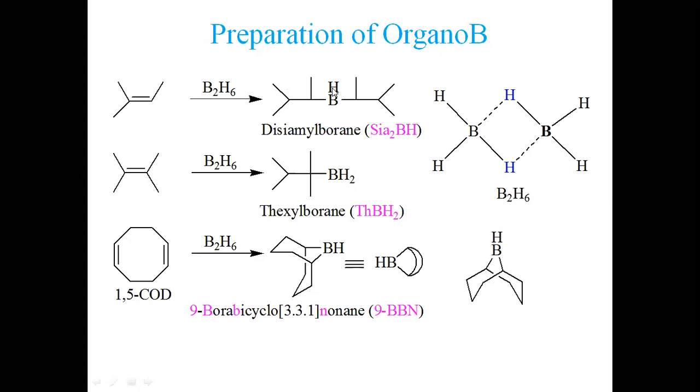Boron is bonded with one hydrogen, right? It is abbreviated as Sia2BH. Two stands for di, Sia stands for siamyl, and BH stands for borane. This is called disiamylborane, abbreviated like this, right? So this is used as a hydroborating agent. Hydrogen shall add to the sterically more crowded site and boron shall add to the sterically less crowded site. If we are using BH3, then the steric hindrance between boron and hydrogen is not very different from each other. That's why we have replaced that.